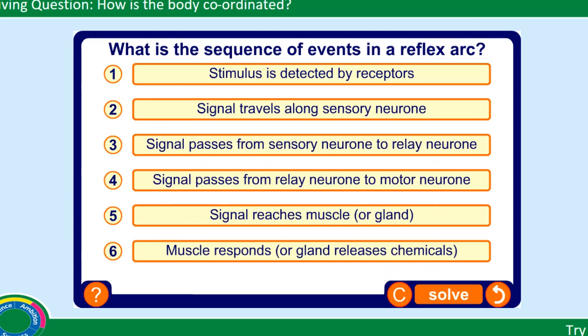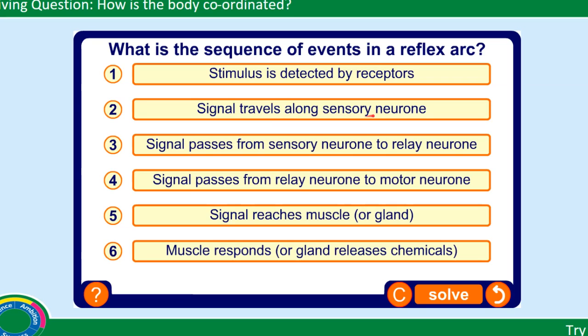Brilliant. Let's recheck our answers. So for number 1, you should have had that a stimulus is detected by receptors. Remember that a stimulus is the change in environment. That can be you're in an area where there's too bright light or dim light, where you've stubbed your toe, where you've touched a hot object. All that is a change of environment, and the receptors are cells or organs that detect that change in the environment.